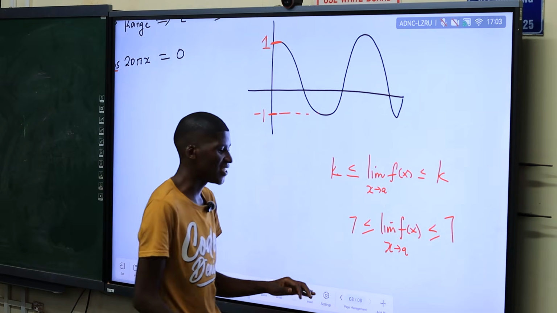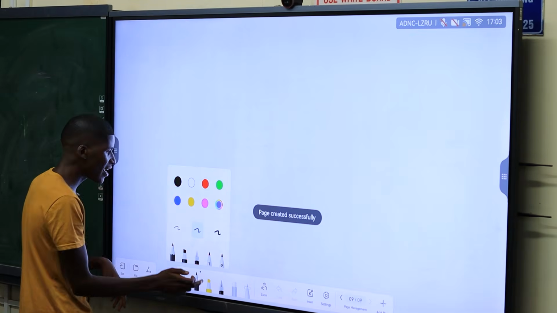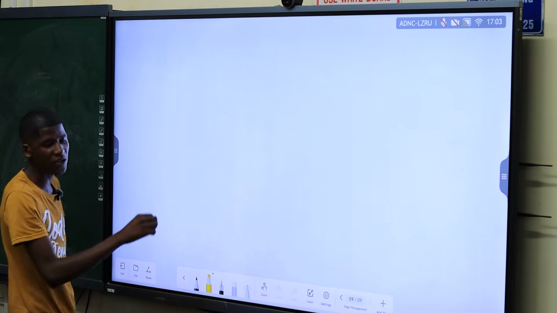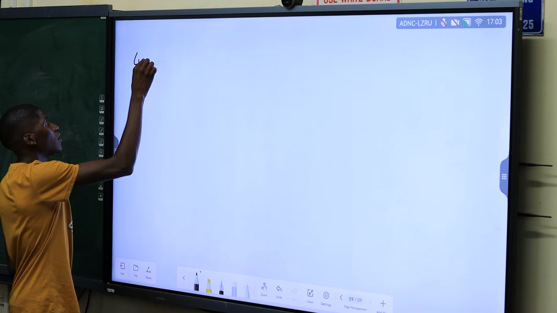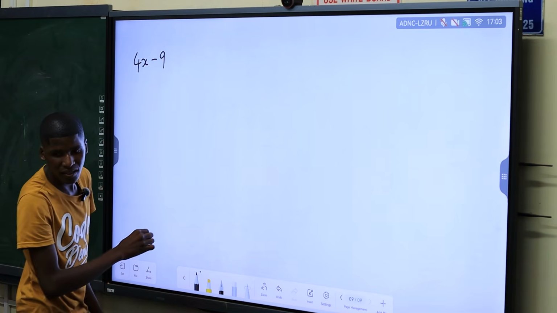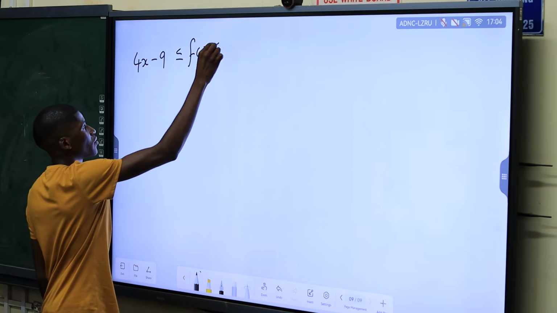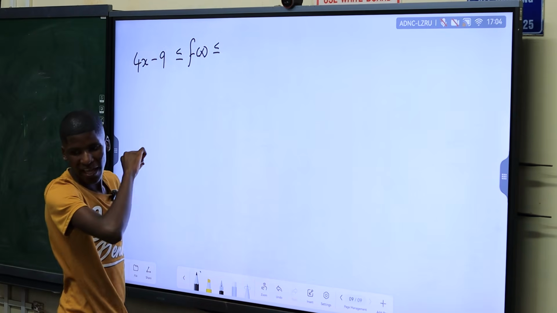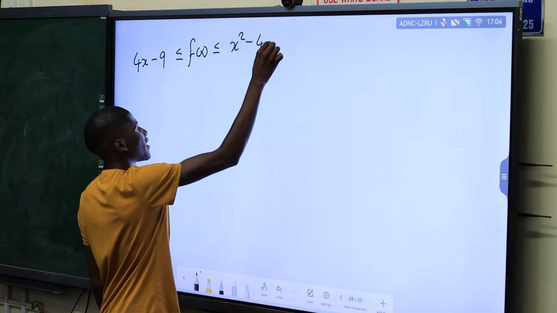So we are squeezing limits. But before we get to the cosine situation, what if you are just given a regular one, such as number 21. They say that 4x minus 9 is less than or equal to f of x, which is less than or equal to x squared minus 4x plus 7.